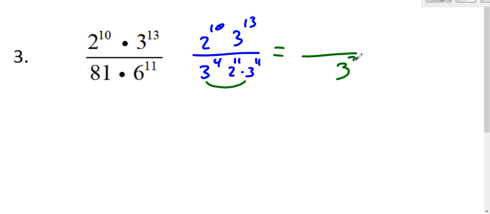We're going to have 2 left over in the denominator. And then we have 2 to the 10th, 2 to the 11th. So it's going to be a 2 to the 1st left over in the denominator. Since there's nothing left in the numerator, put a 1. That's 2 times 9, so it's 1 over 18.